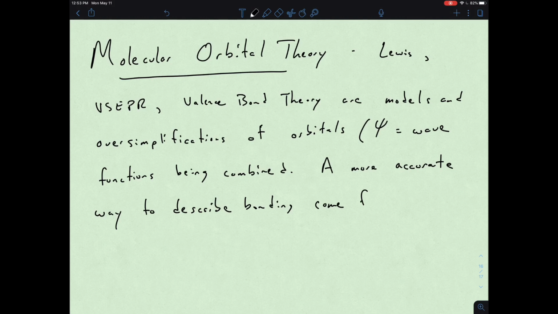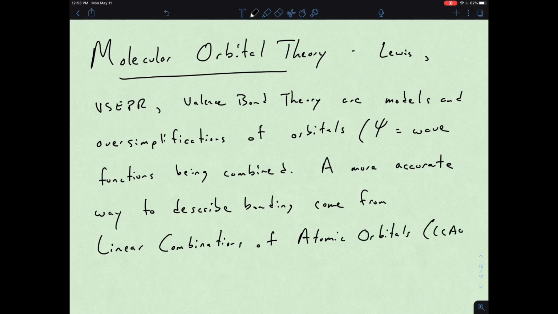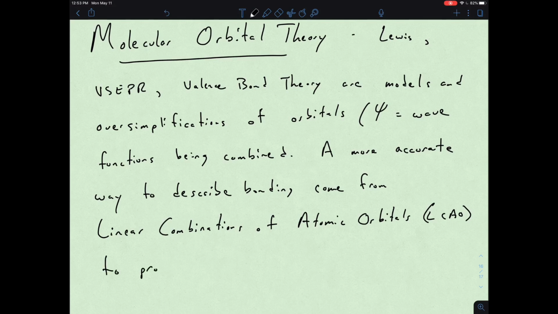comes from linear combinations of atomic orbitals, or LCAO, and that really produces, upon this combination, molecular orbitals. And that's the idea of MO theory.